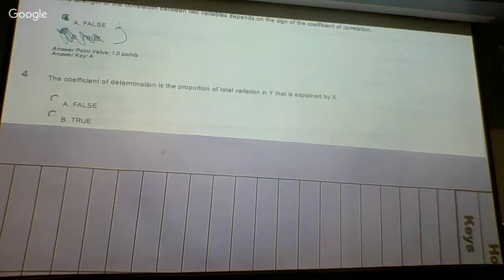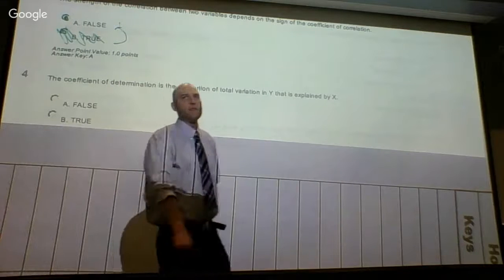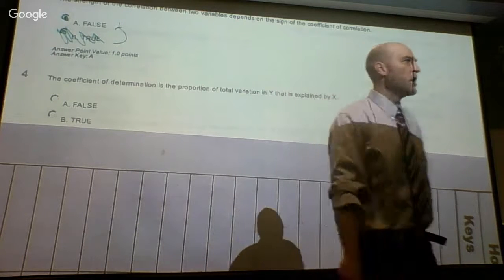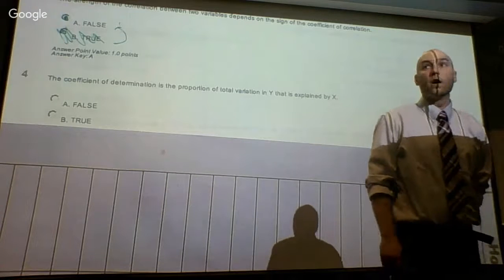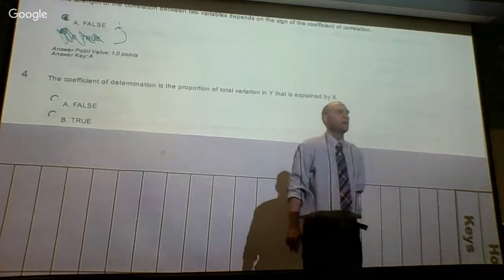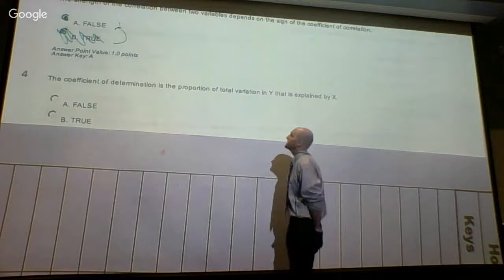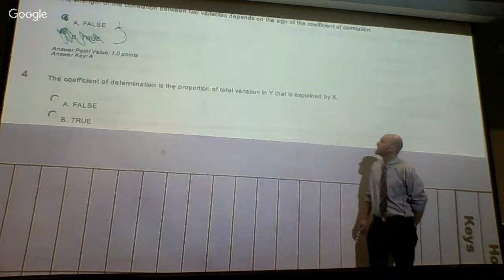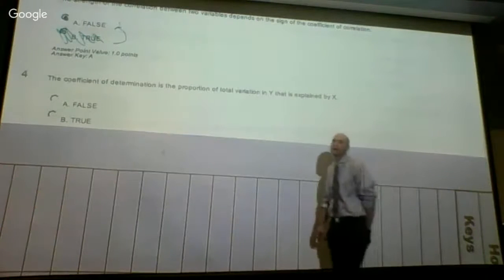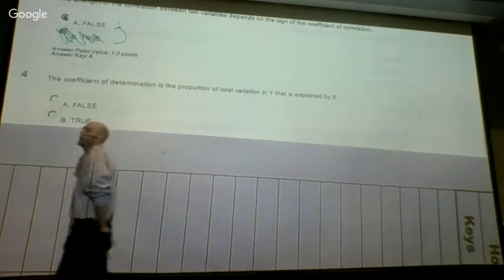For none of us have we encountered the coefficient of determination. The coefficient of determination is otherwise known as R squared, depending on whether or not you like D's at the end of words. R squared is the coefficient of determination. The coefficient of determination is the proportion of total variation in Y that is explained by X. We haven't defined that. That's part of Wednesday after the quiz. I hope that says true, because that's the definition of the coefficient of determination.